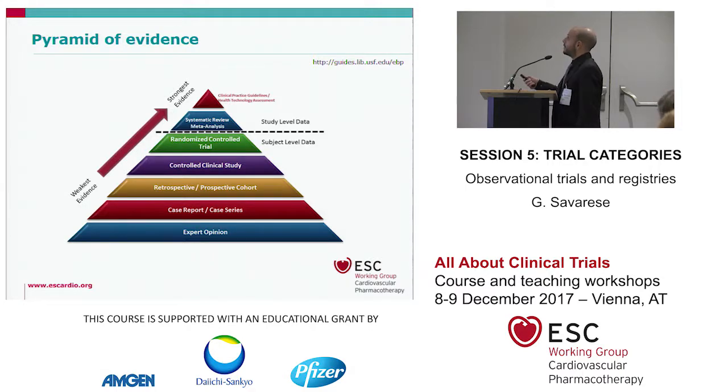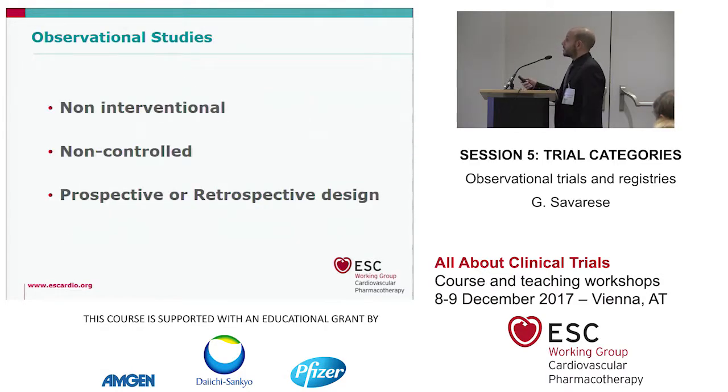This is the pyramid of the evidence, and as you can see, as you proceed from observational studies to randomized clinical trials to meta-analysis, the level of evidence increases. So these are the important keywords for observational studies that really describe the nature of this study design.